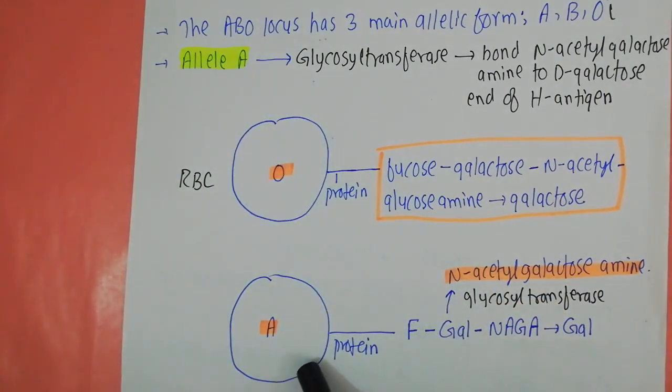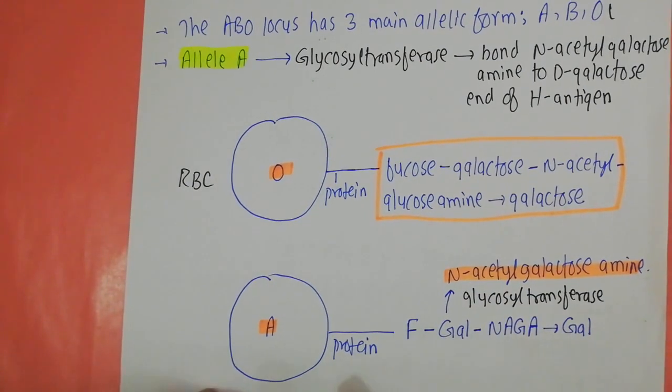So if this is the red blood cell of a person having the allele A, let us discuss this one. This is the red blood cell, and this is the protein present on its surface, and this H antigen is attached over here. Keep in mind one thing, that this H antigen is present on all of the RBCs of all of the blood types.